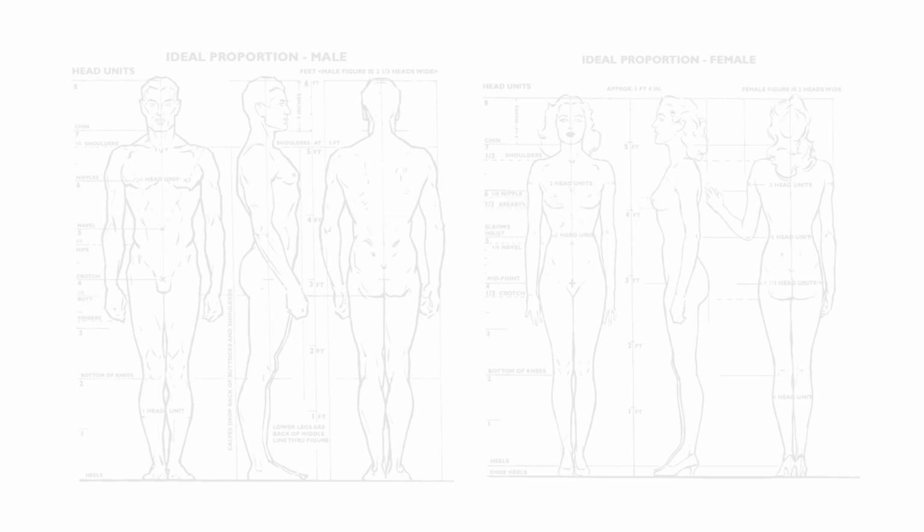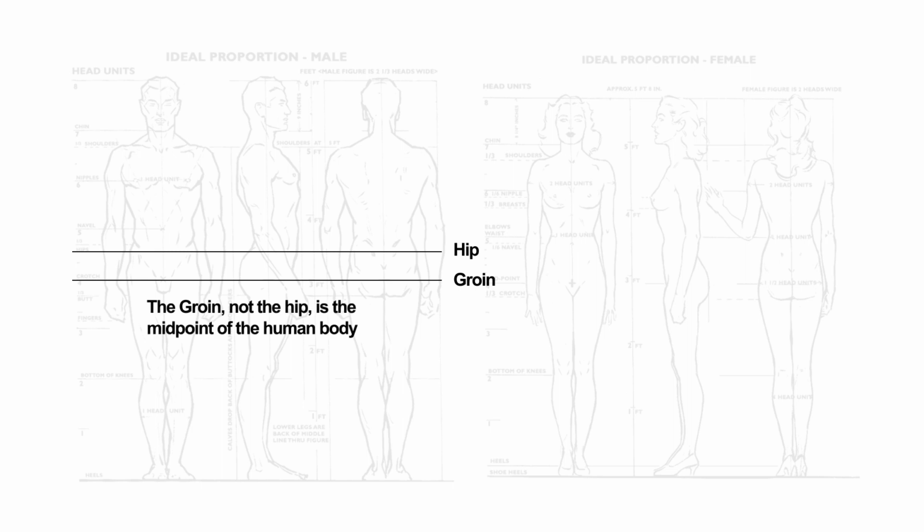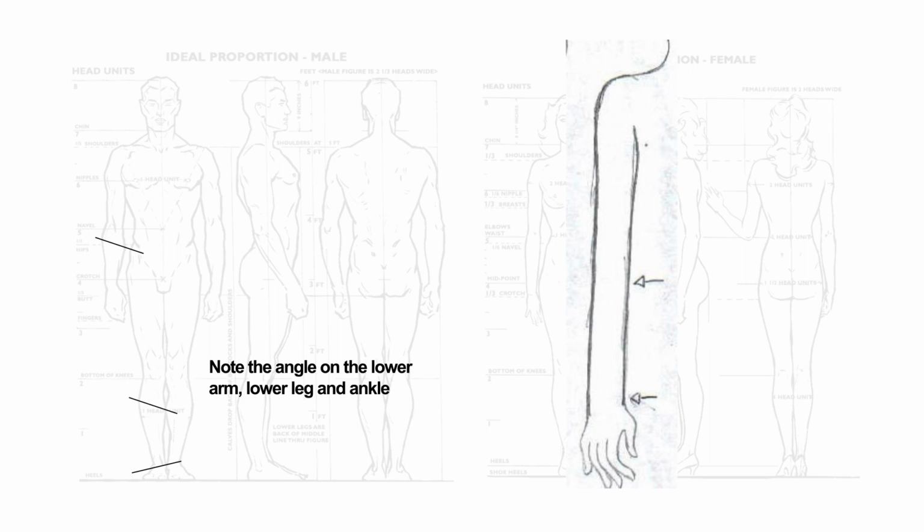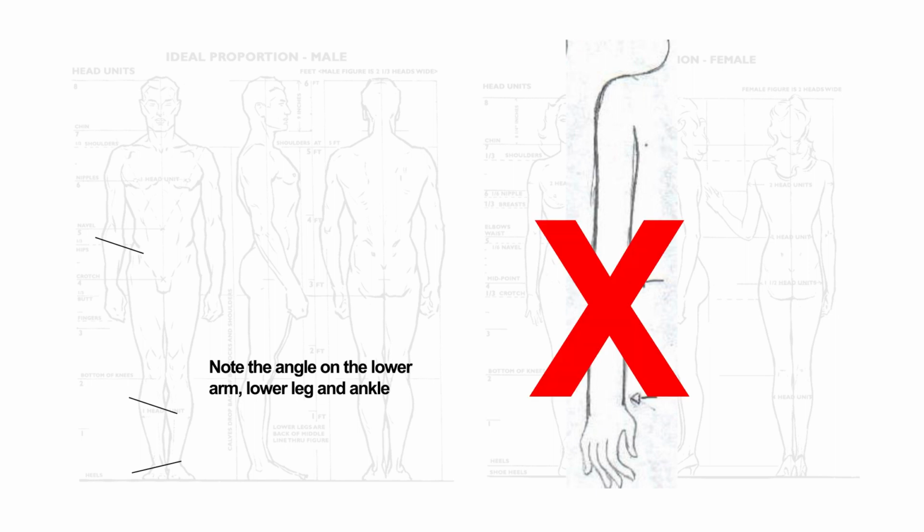The groin and not the hip is actually the midpoint of the human body. The next point, the upper leg is the same length as the lower leg, making the knee the midpoint of the lower body. Do note the angle on the lower arm, the lower leg, and the ankle. This is important because I noticed that a lot of beginners like to simplify the legs and the arms into symmetrical cylindrical forms, which is wrong.